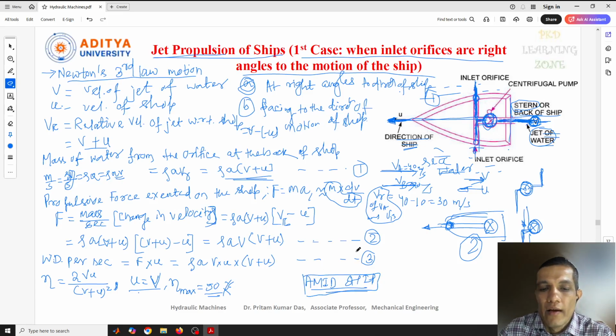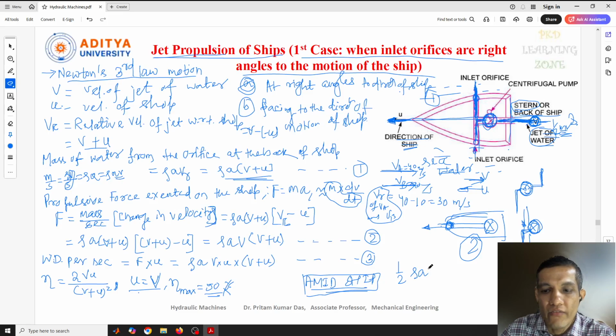The second one is the centrifugal pump, which takes the water from the surrounding sea and discharges it through the orifice. Here the water comes in through the orifice, and at this point the water goes out. So the kinetic energy of the issuing jet we can write as half mv square.